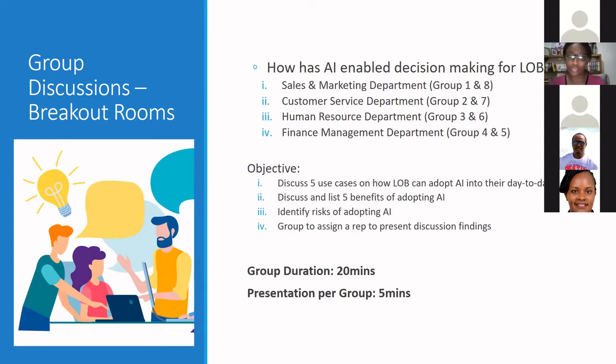The objective is to discuss 5 use cases on how the specific line of business assigned to your group can adopt artificial intelligence into their day-to-day processes. You need to discuss and list 5 benefits of adopting the platform, identify the risks of adopting that platform, and then assign 1 rep to present your discussion findings. We'll take less than 20 minutes for this discussion, and then come back and present what we have discussed in our respective breakouts. Joanne, maybe you can guide us on how we're going to move forward.